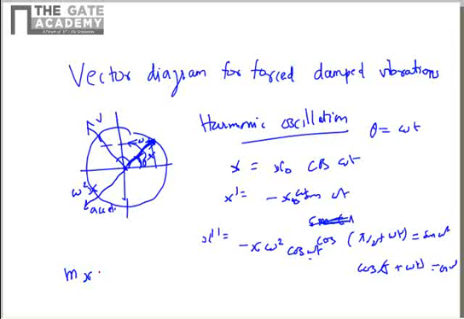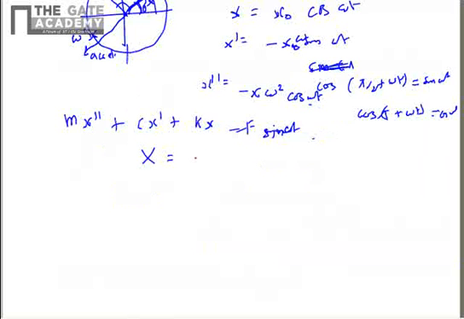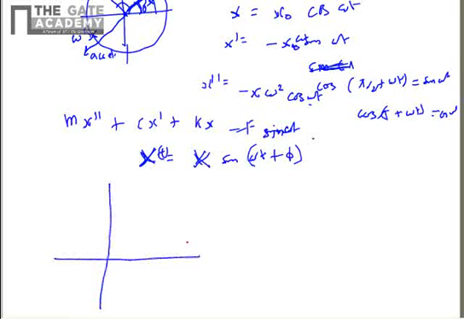Now in the present case we have this equation that needs to be solved: m x double dash plus c x dash plus kx equal to f sine omega t. We have assumed the solution of the form x of t equal to x sine omega t plus phi. If you plot this vector x of t on the vector diagram, it will be a vector of amplitude x at a phase angle phi from the zero position. So this is our displacement vector.